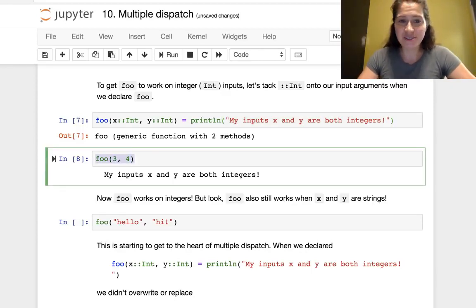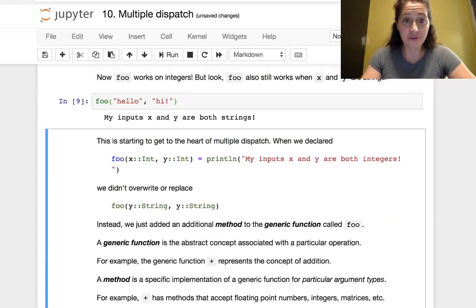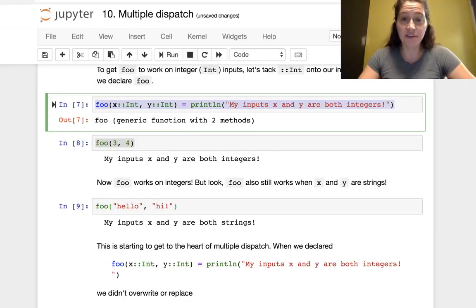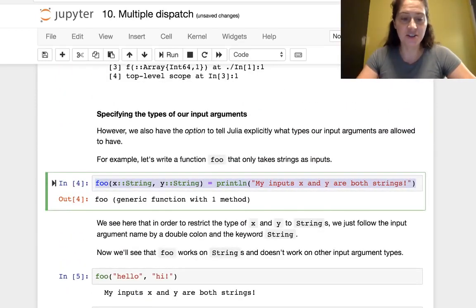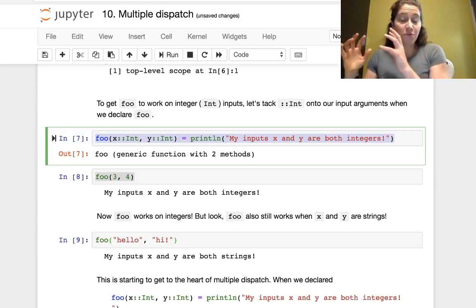Where this starts to get interesting, and where we start to get a hint of what multiple dispatch is and what it's doing, is that when I call foo on hello and hi, these 2 strings, I'm still getting this output that x and y are both strings. The reason is that when I wrote this definition for foo that takes 2 inputs, x and y, I didn't replace my original definition for foo up here. I didn't overwrite this definition. What I did was add a second definition, and in Julia that's perfectly fine. I can write many, many different definitions or implementations for one function name.